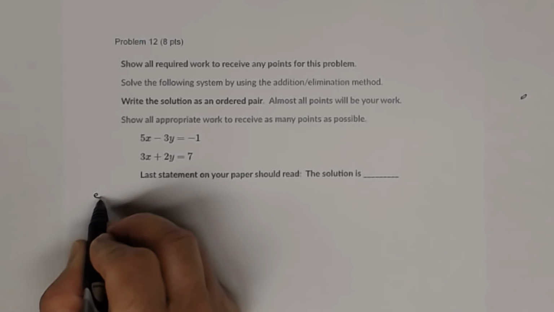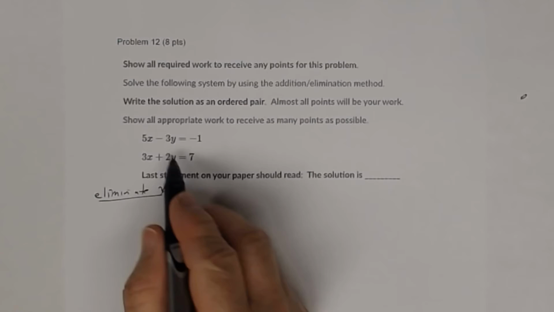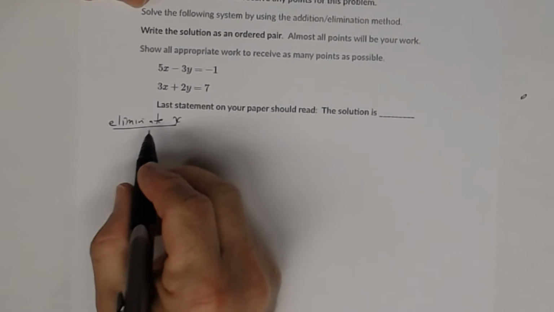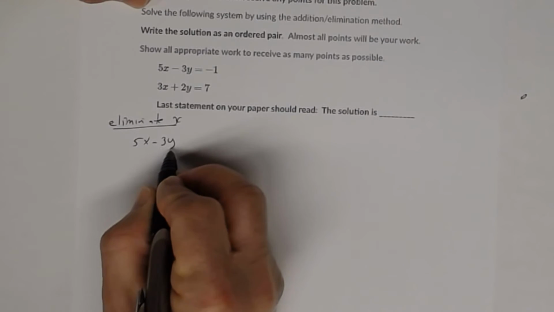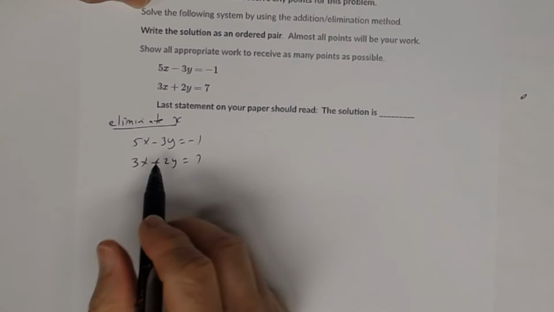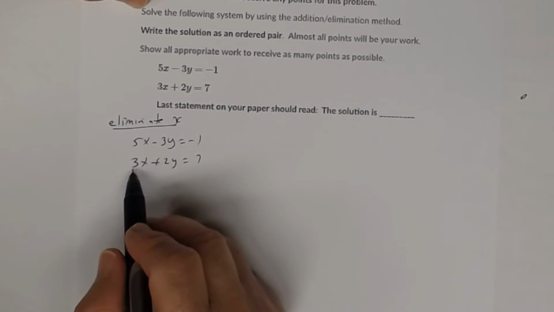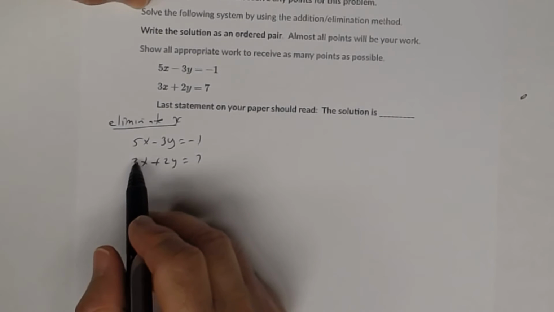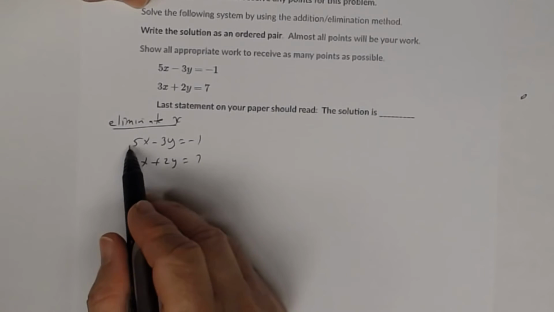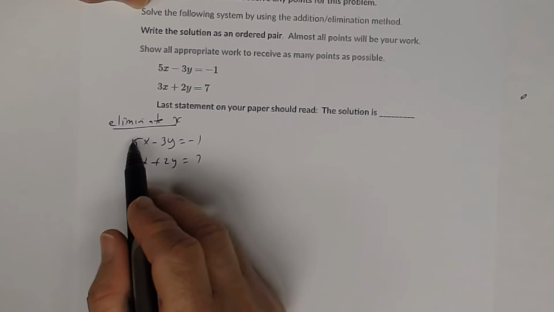Let's say that someone wanted to eliminate the x. That's going to be the work for here. I'm going to go ahead and rewrite these two equations over. I get 5x minus 3y equals negative 1, and 3x plus 2y equals 7. If I want to eliminate the x, I have to make sure that these coefficients are opposites of each other. The least common multiple of 5 and 3 is 15. But I want one of them to be negative. It does not matter which one is negative. I'm going to make the coefficient here negative.